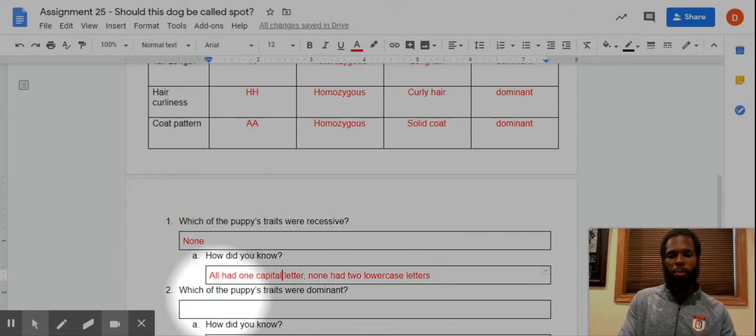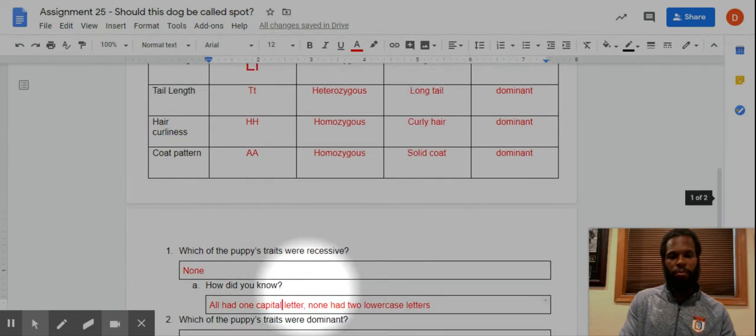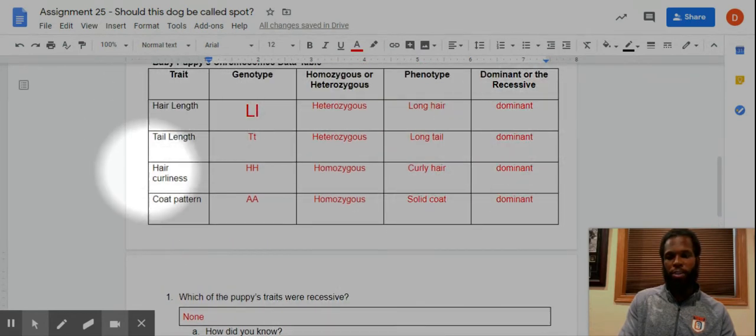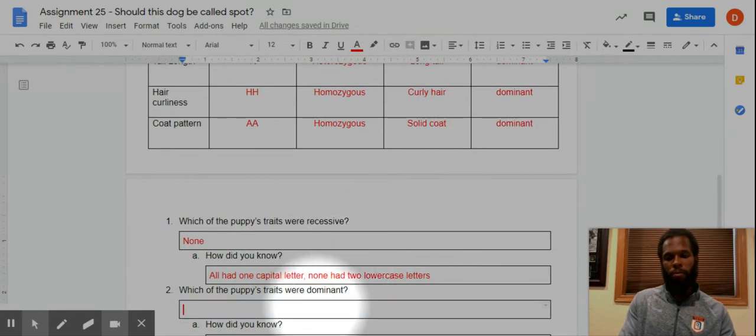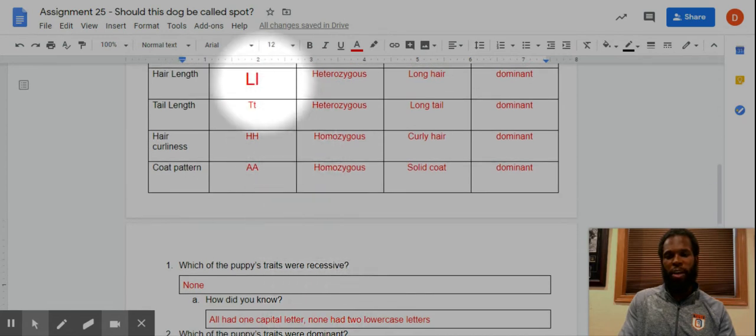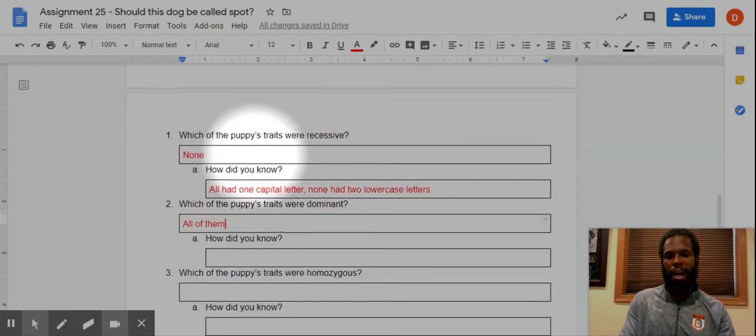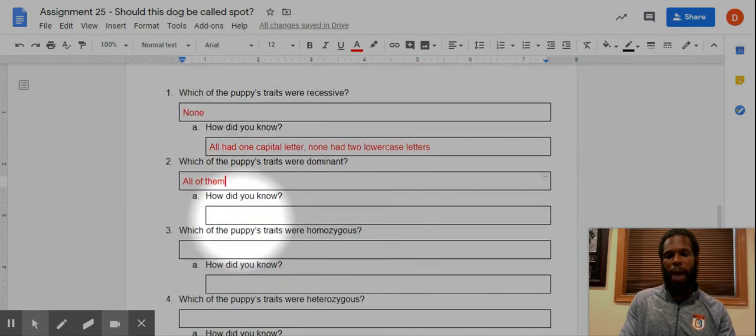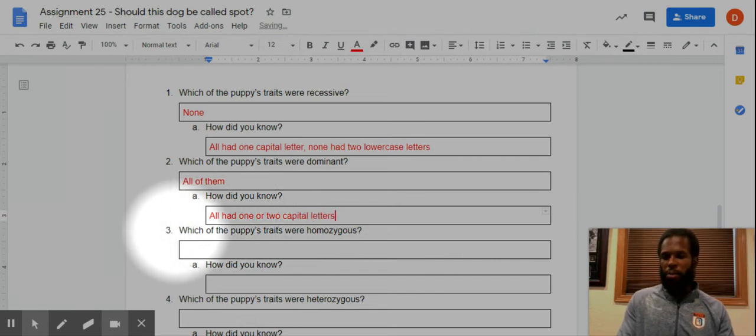Question number 2. Which of the puppy's traits were dominant? Now we see the traits are here. Which ones are dominant? All of them. All of them were dominant. How do we know they were dominant? Well, we saw they at least had one capital letter. They had one or two capital letters.